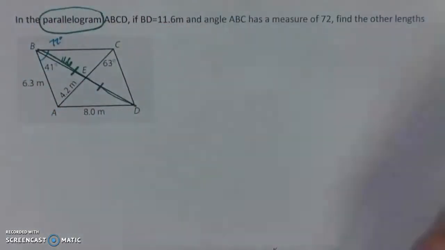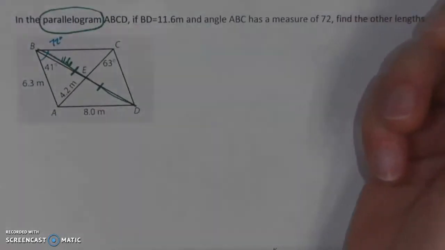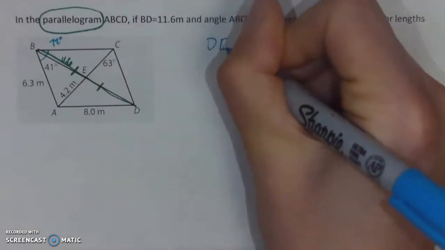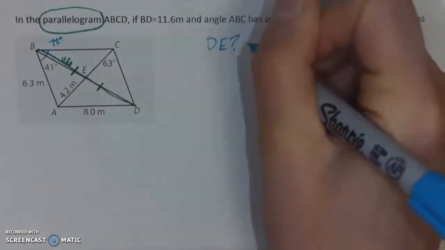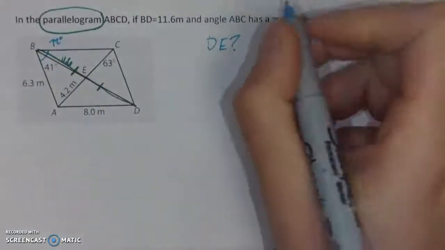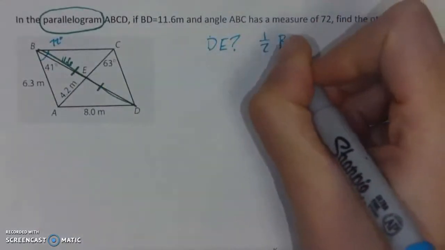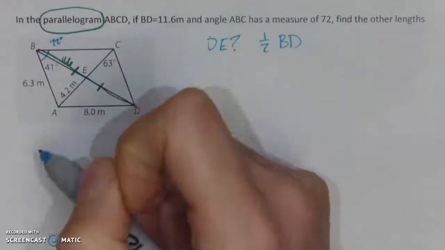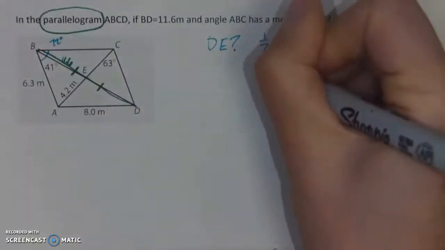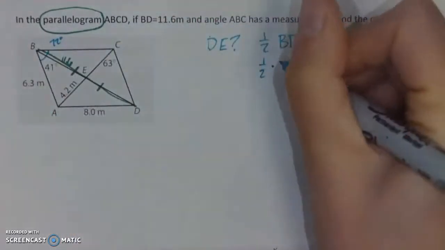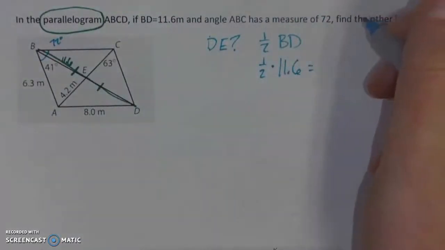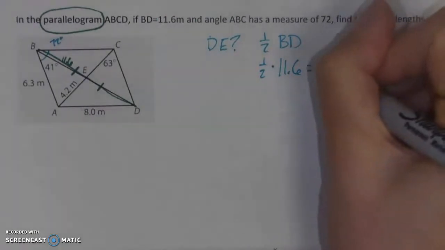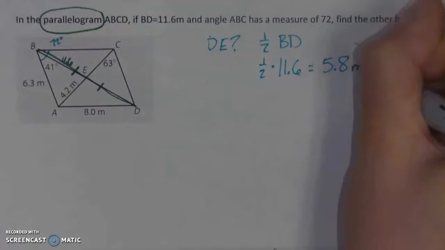So let's figure out some different ones. I'm going to start with lengths. Let's say I want to know what is the length of DE. Well, the measure of DE is going to be half of BD. And I know that because BD is a diagonal, and diagonals bisect each other in parallelograms. So I can do 1/2 times my 11.6 to get my answer there, which is going to be 5.8. And of course, don't forget units.